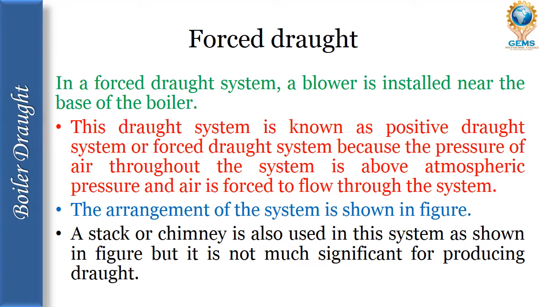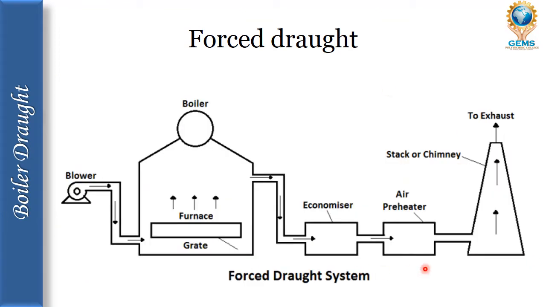Let's see forced draft. In a forced draft system, a blower is installed near the base of the boiler. This draft system is known as a positive draft system or forced draft system because the pressure of air throughout the system is above atmospheric pressure and air is forced to flow through the system. The arrangement of the system is shown in the figure. In the next slide we can see a stack or chimney is also used in this system, but it is not significant for producing draft.